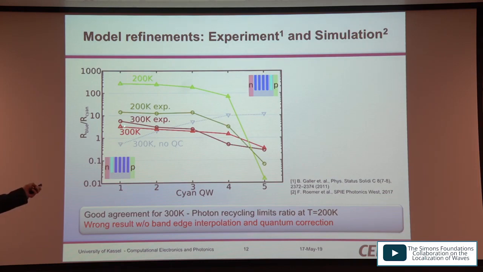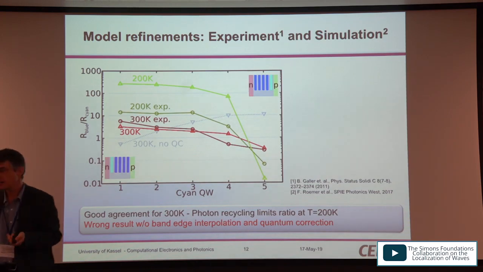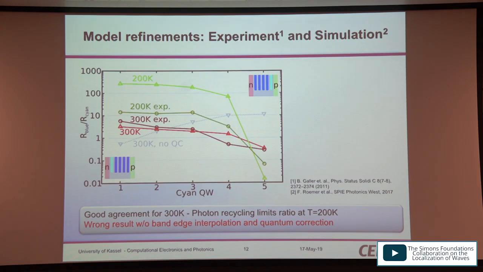And you see here the experiment at 300 Kelvin, and here is the simulation that we got. If you do not include this quantum correction, actually the ratio between these luminescence data is wrong. You simply don't get it. So we believe that also with the multi-quantum well physics, we have a good handle now.